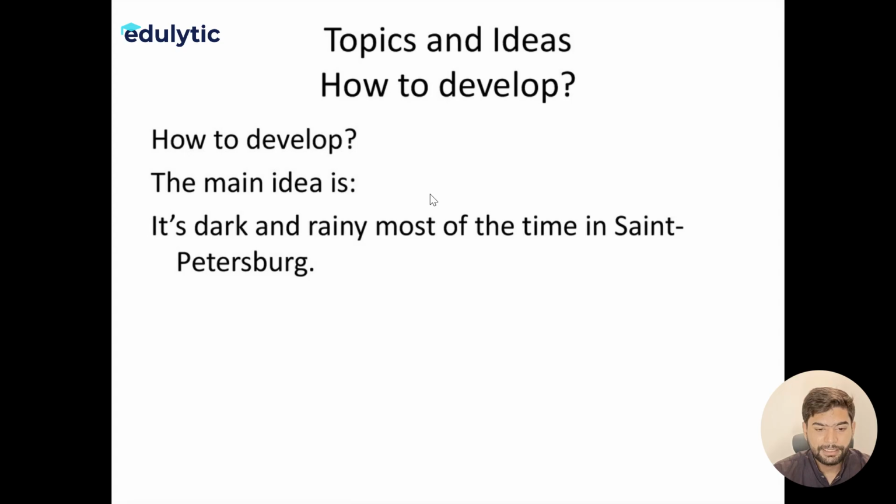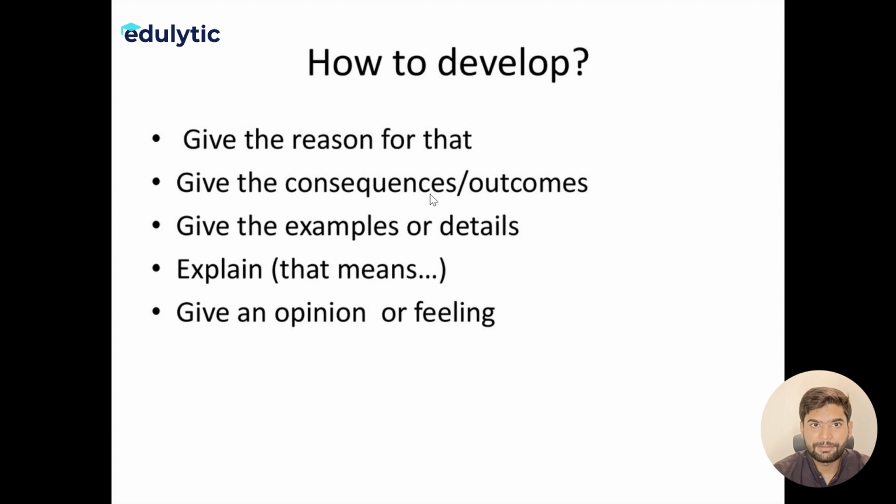Topic ideas and how to develop them. How to develop is a logical question. The main idea is, it's dark and rainy most of the time in St. Petersburg. Like, everything should come in a chronological sequence. Everything should logically be connected. There should be coherence in your content so that you can ultimately attain maximum bands.